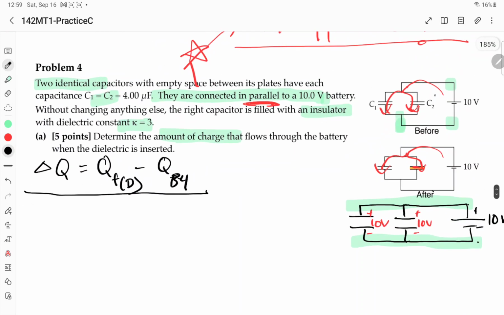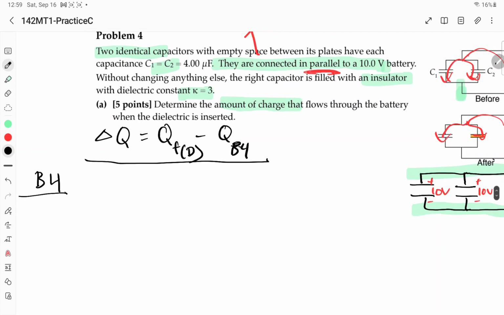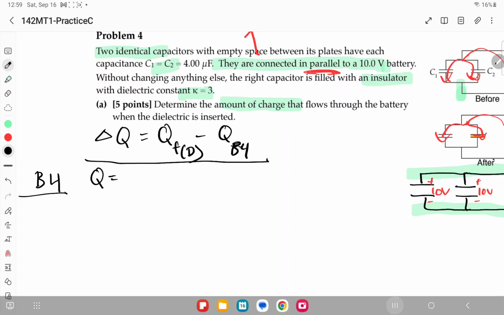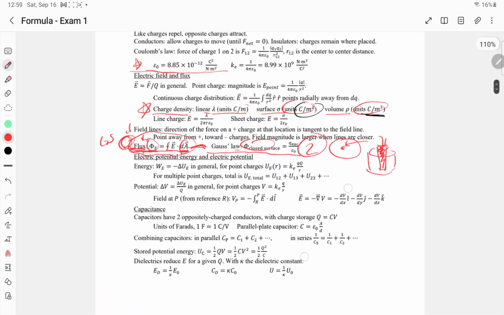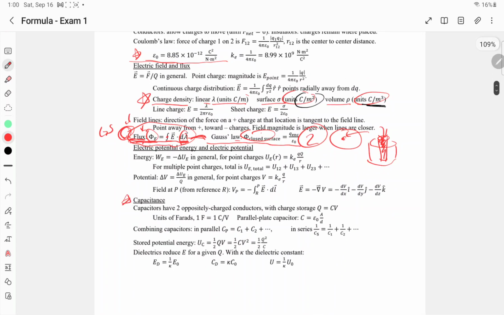So we know that they're in parallel, right? So they don't share the same Q, they only share the V. So for the equation for Q, you're thinking, okay, I need to find Q. Let's look at the equation sheet and figure out where we can find Q. Well, we're talking about capacitance in this problem. So let's look here, and we see that we actually have an equation for what Q is.